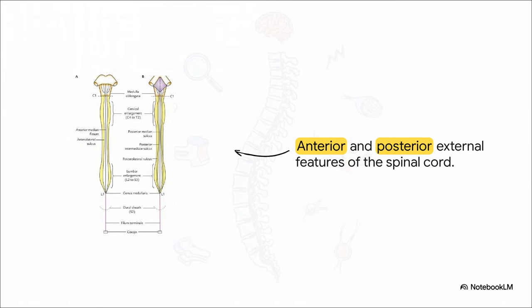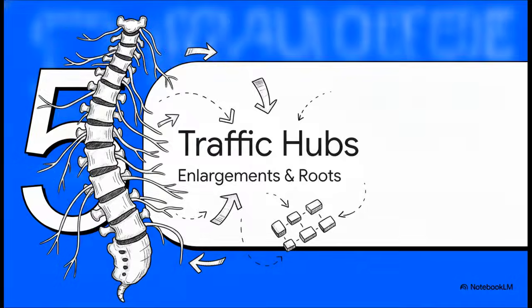Now, looking directly at the cord's surface, it's divided into 2 symmetrical halves. The front, or anterior aspect, features a deep, distinct groove called the anterior median fissure. This is super important because it houses the anterior spinal artery running the whole length of the cord. The back, or posterior aspect, has a much fainter groove called the posterior median sulcus. It's through these tiny lateral grooves on the surface that motor and sensory nerve rootlets actually emerge and enter the cord.